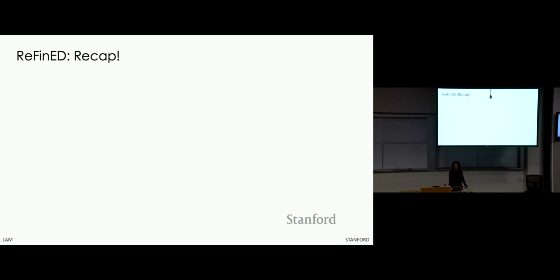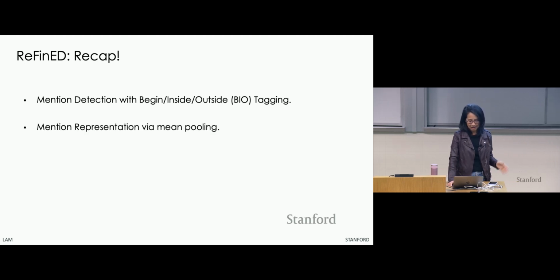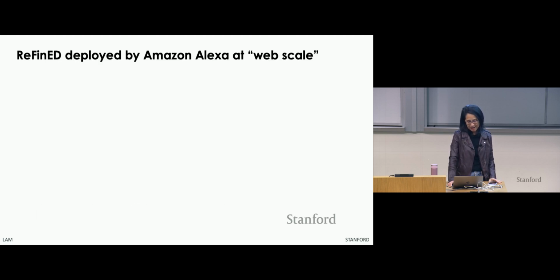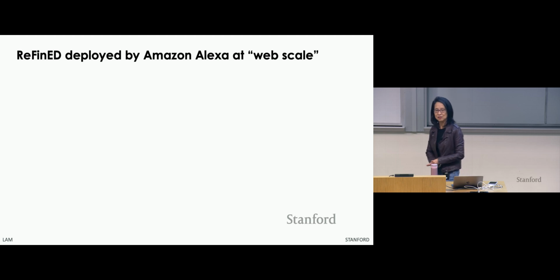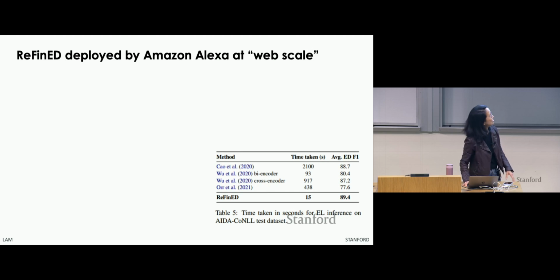So the recap here is that ReFinED has various stages: the mention detection with B, begin, inside, outside, then mention representation via mean pooling, entity typing, entity description, and finally a linear combination of these things. And that is ReFinED. It is a very, very useful module, which we have used very successfully in our projects. And what is interesting is that ReFinED is deployed by Amazon Alexa at web scale. What does that mean? So this is the result here.